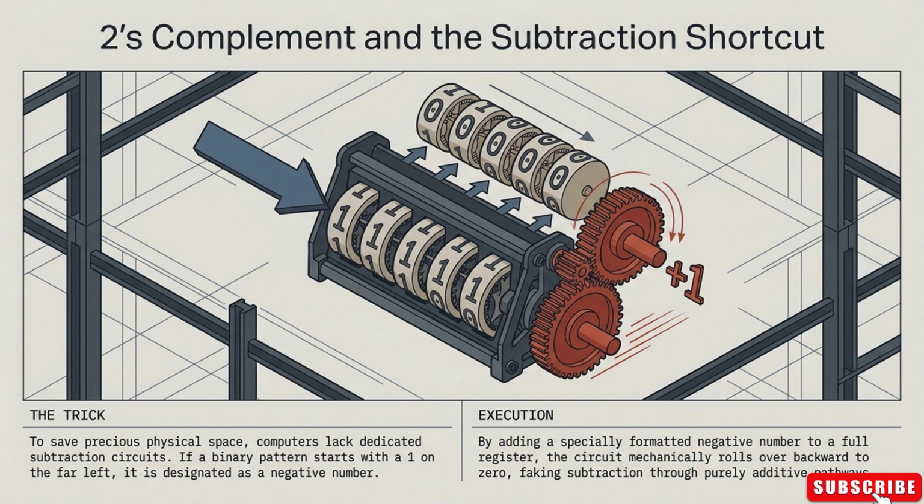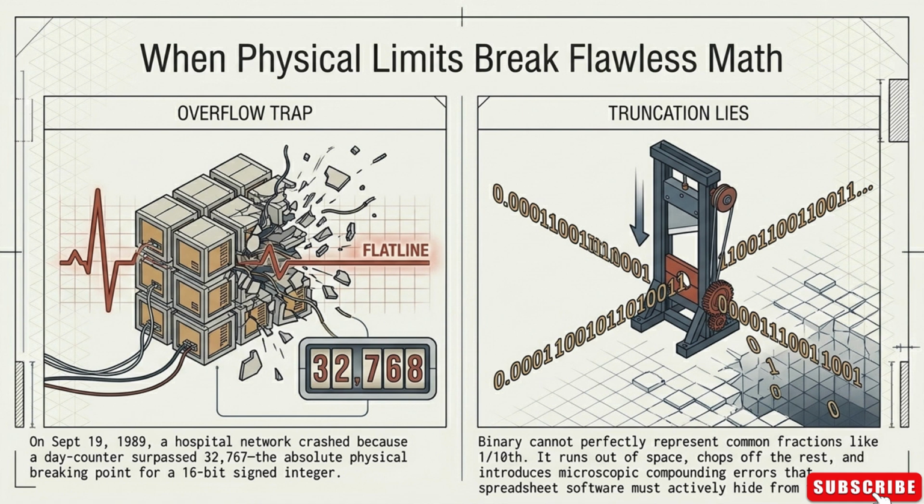The computer can perform subtraction by adding a specially formatted negative number using the exact same physical pathways it uses for basic addition. That is so smart. It's an incredibly elegant physical shortcut, but relying on this rigid physical rollover trick sets a terrifying trap. Because the computer has a hard physical limit on how many bits it can use for a number, you run the risk of overflow. And overflow isn't just some abstract theory.